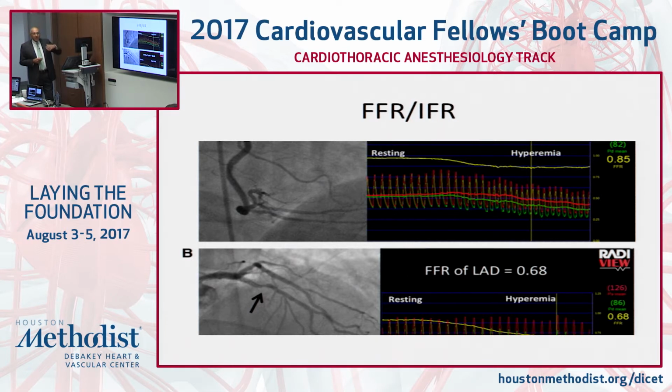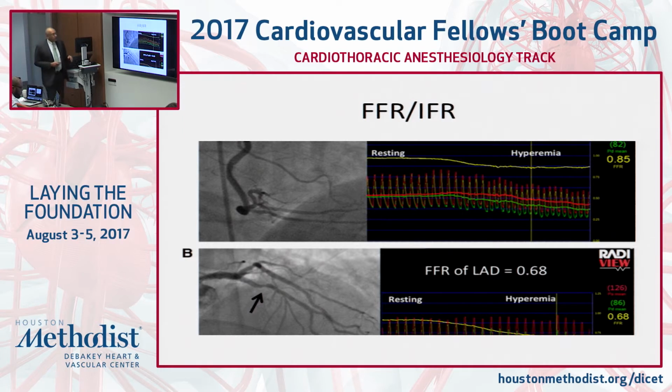And based upon that, studies have validated certain numbers. So for example, this is an example of an RCA where an FFR was done for this lesion, and after adenosine injection from resting to hyperemic state, you can actually see a separation, and it comes to 0.85. Then there is another LAD lesion here where something similar was done, and the FFR comes to 0.68.